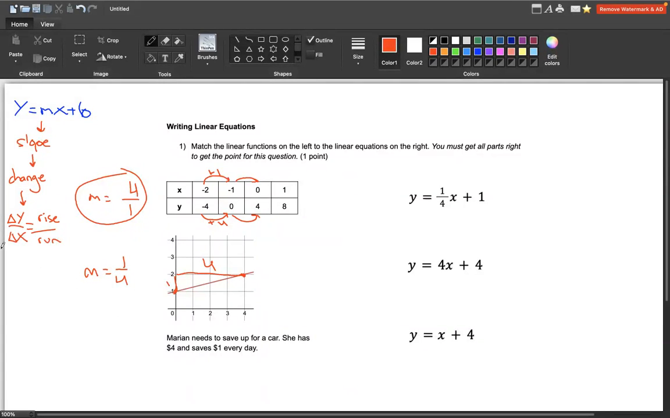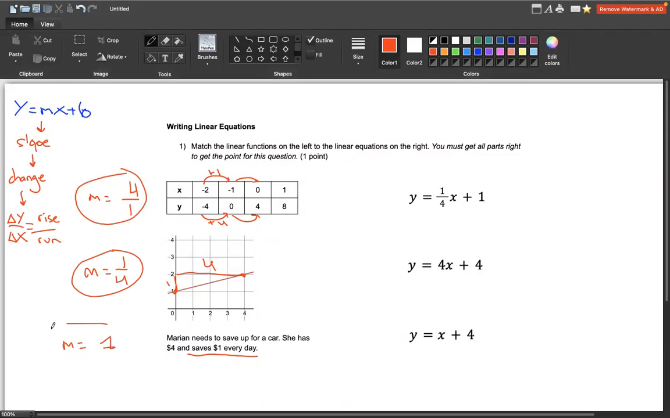And then for this one, it's the change. So we can think, Marianne needs to save up for a car. She has $4 and saves $1 every day. Which one of those numbers is changing? Well, she already has $4. What's changing is the money she's saving every day. So her slope is 1, the $1.